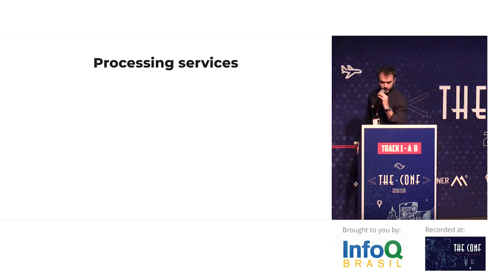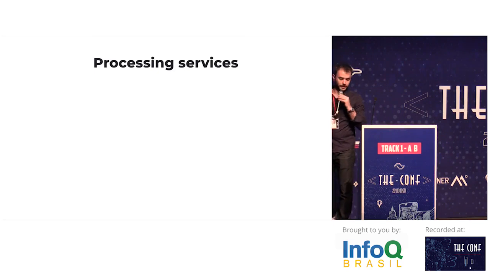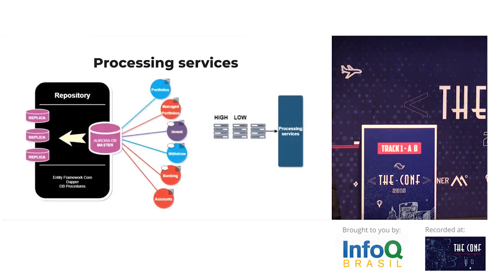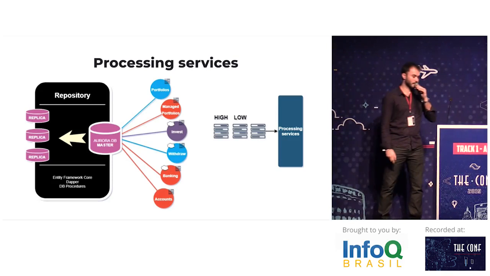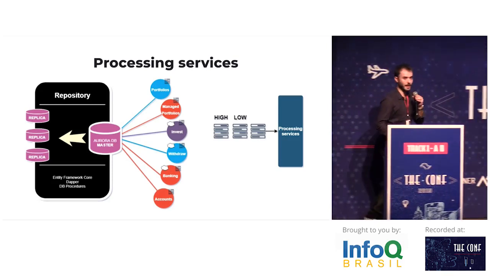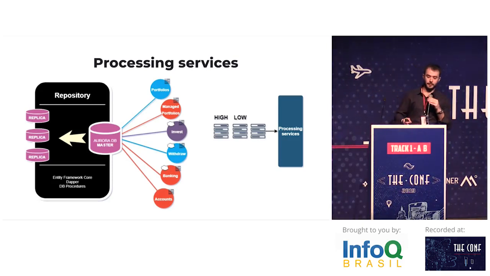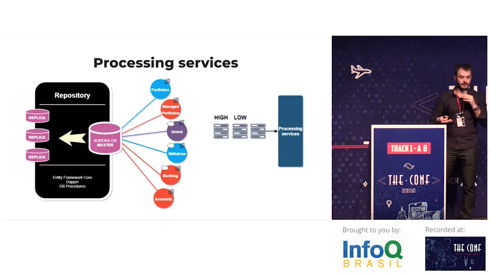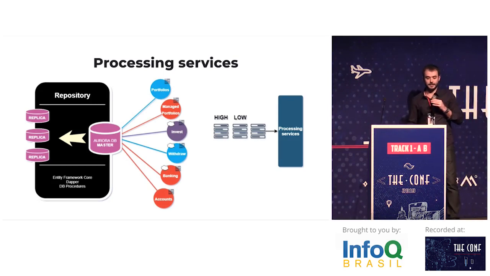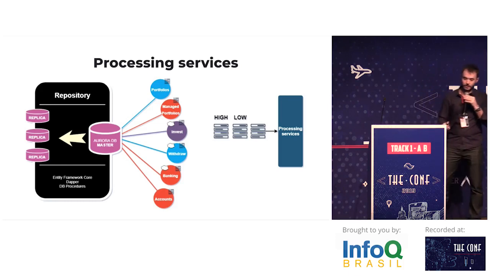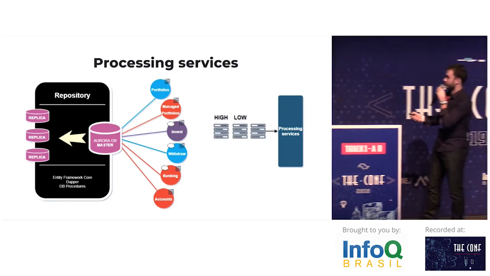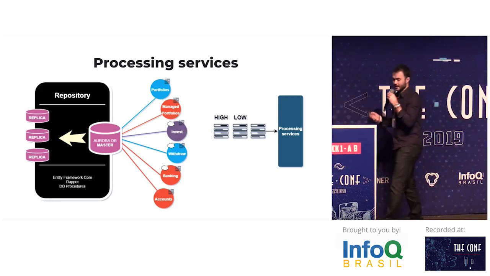So let's talk a little bit about the processing services part of the deal. We have several services, several domains that run services: portfolios, managing portfolios, investments, withdrawals, and things like that, and they all access the same database. Only now, we are not talking about only using Entity Framework Core. We are talking about the use of Dapper and the use of DB procedures as well.